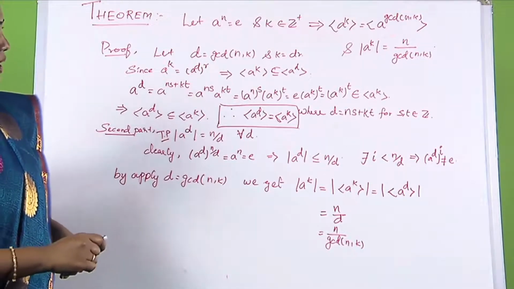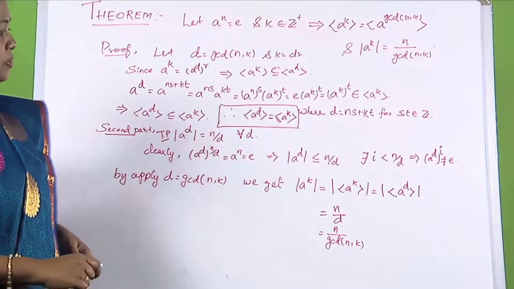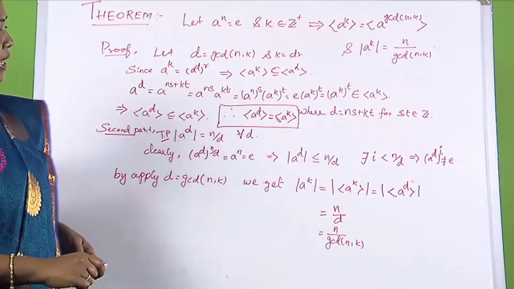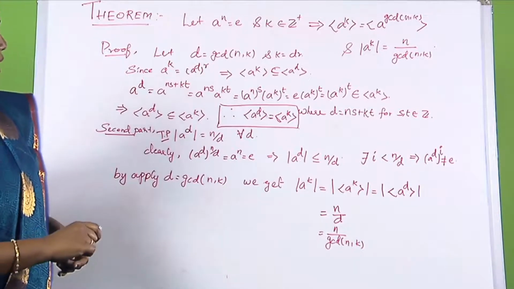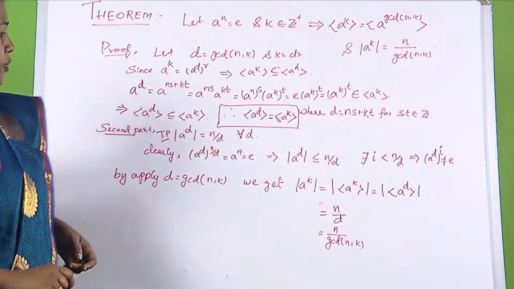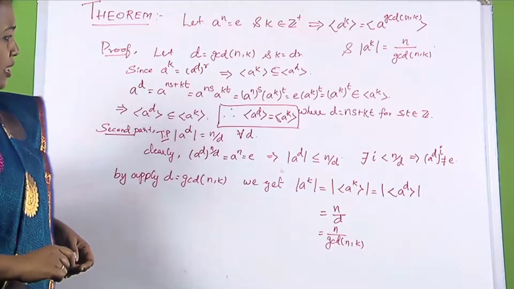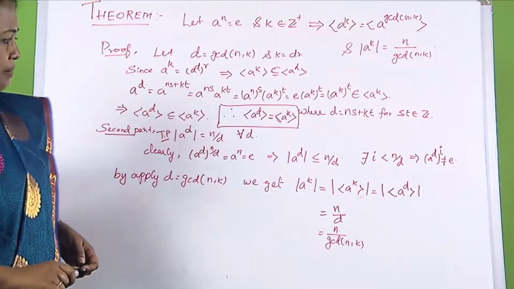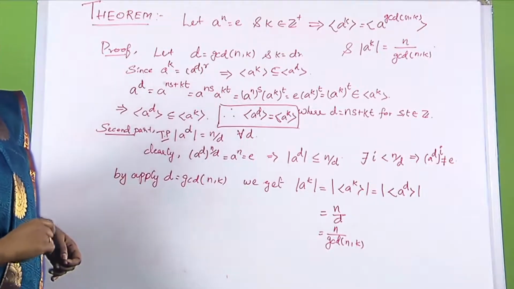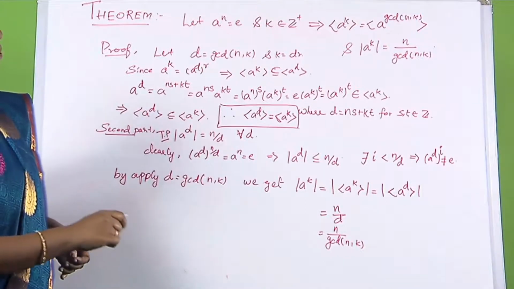Now, I am going to prove this part. The order of a power k is equal to the order of the group generated by a power k, which is the same as the order of the group generated by a power d. This is from the statement that the group generated by a power d is the same as the group generated by a power k, and therefore the orders are the same. We have now proved that the order of a power d is n by d, and therefore that is equal to n by GCD of n comma k, because d is equal to GCD of n comma k. Now we have proved the statement of this theorem.